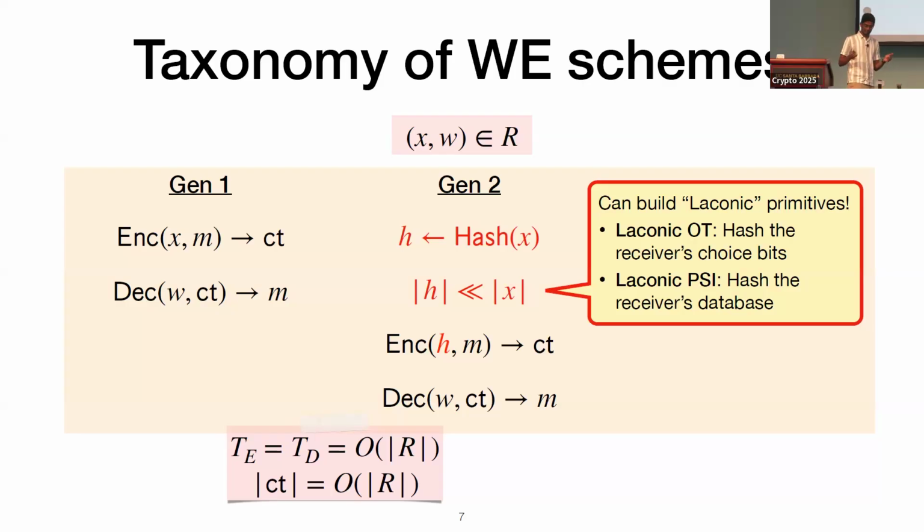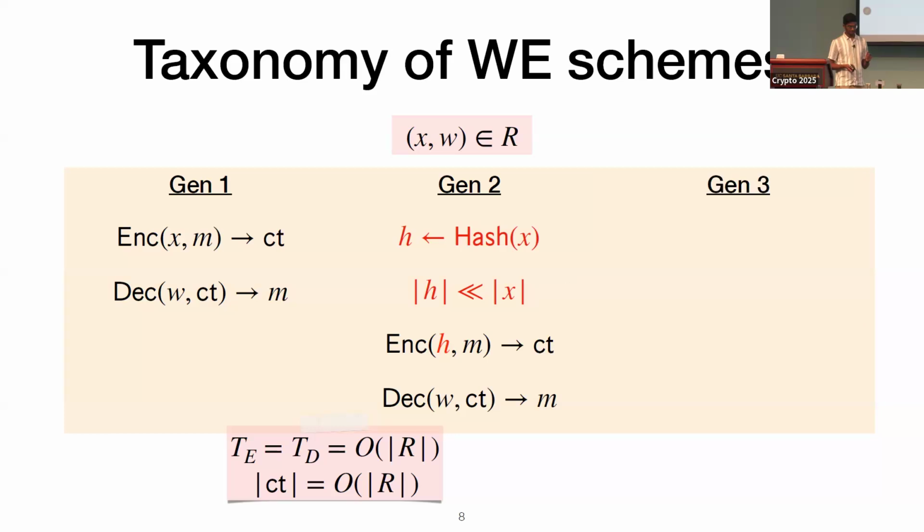If you think about laconic OT, this hash would essentially be hashing the receiver's choice bits. And if you think about laconic PSI, this hash would be hashing the receiver's database. And the sender would only need the succinct digest.